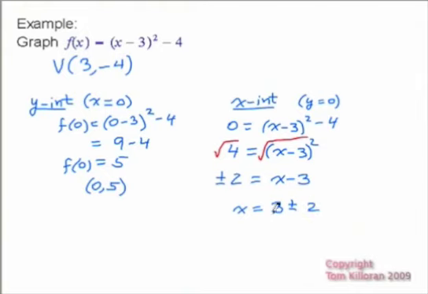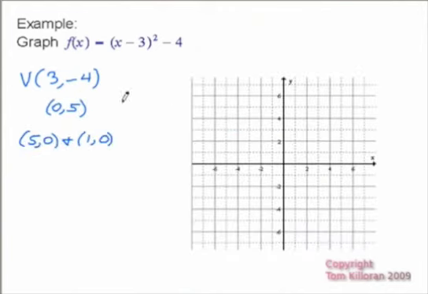Alright, and then the two answers are going to be 3 plus 2, which is 5. And we got this answer by letting y equal 0. And 3 minus 2, which is 1. And we also got this answer by letting y equal 0. Alright, so this gives us our vertex, our y-intercept, and our x-intercepts. So the next step is to plot our information here, our vertex, our y-intercept, and our two x-intercepts.